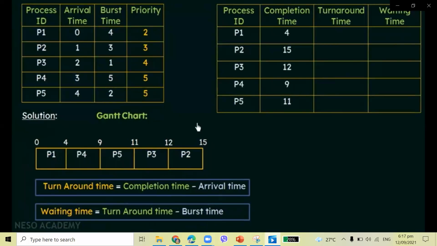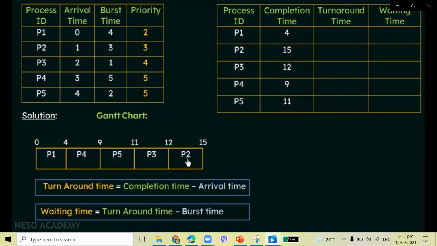Alright, so here we have a table in which we will be calculating the turnaround times and the waiting times. First of all, we need to find out the completion times because that is required for calculating the turnaround time. We have processes P1 to P5, the same as before. For P1, what is the completion time? To get the completion time, just look at the Gantt chart and see when the process released the CPU or completed its execution. P1 completed its execution at 4 milliseconds. So that is the completion time of process P1.